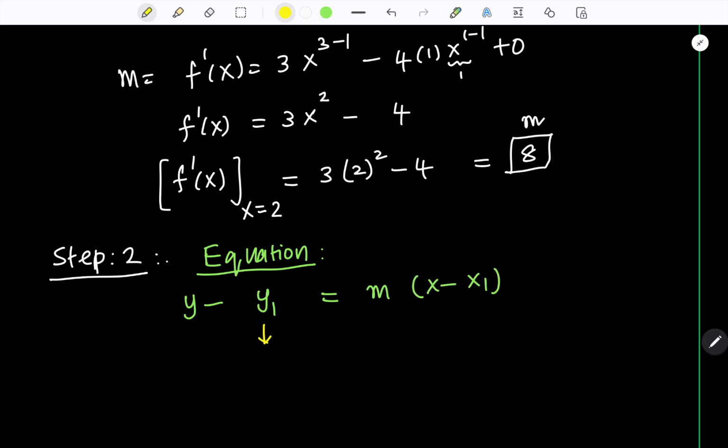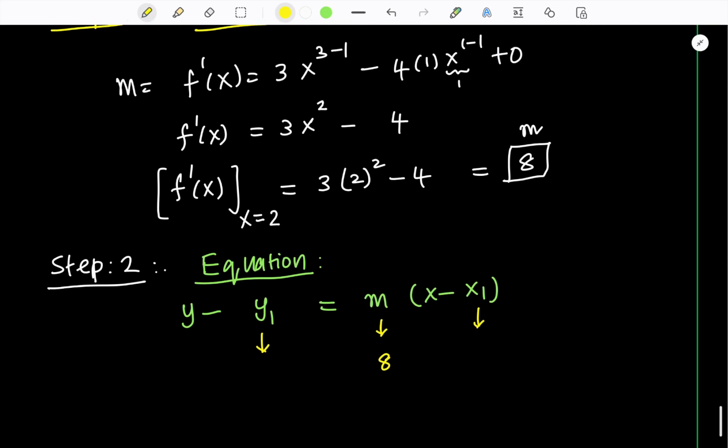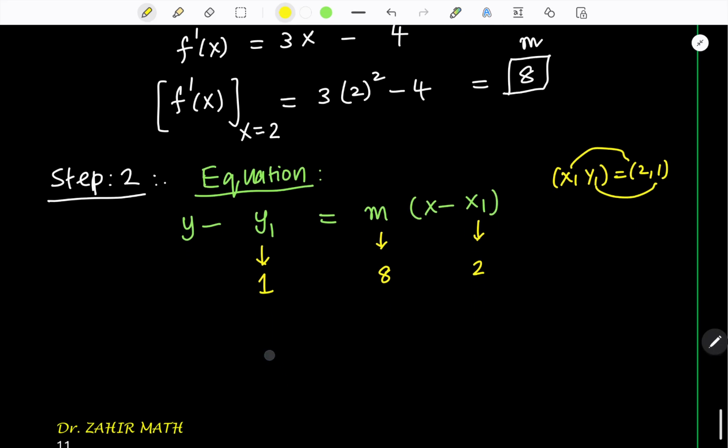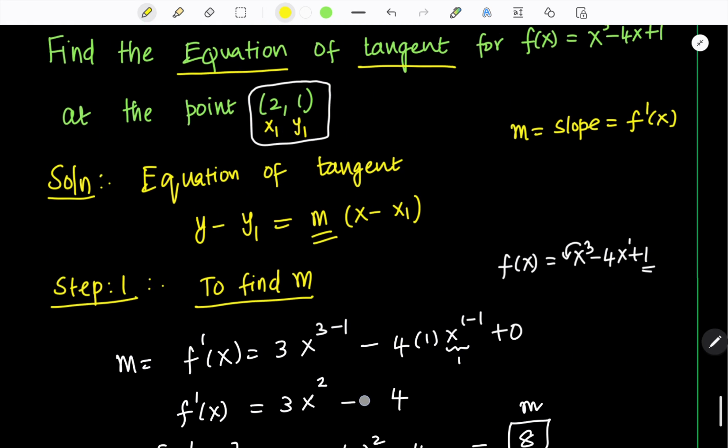So what's your y1, what's your x1, what's your m? m is 8. The point is given in the question: 2 comma 1. So x1 comma y1 is 2 comma 1, which means x1 is 2 and y1 is 1. So let's start: y minus 1 equals 8 times x minus 2, because the point is 2 comma 1.